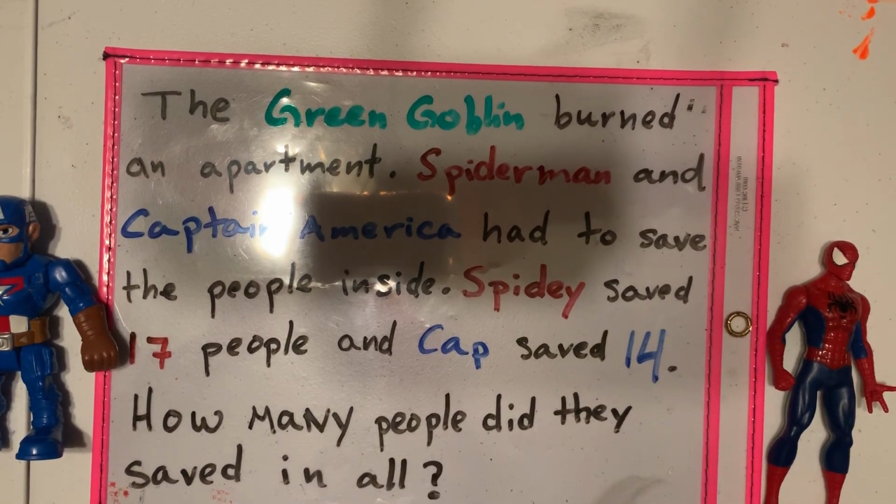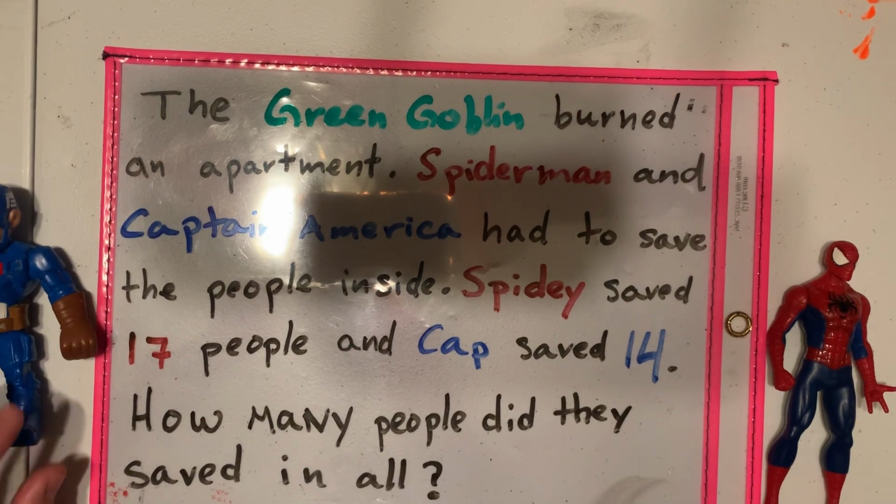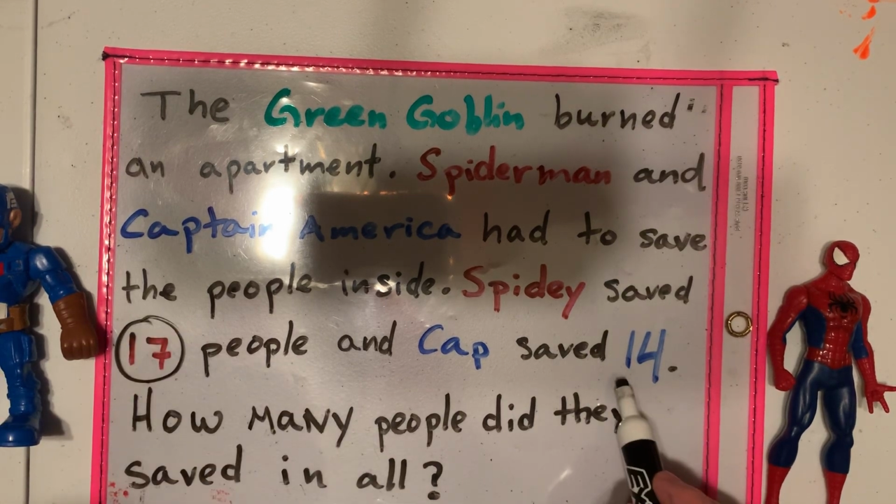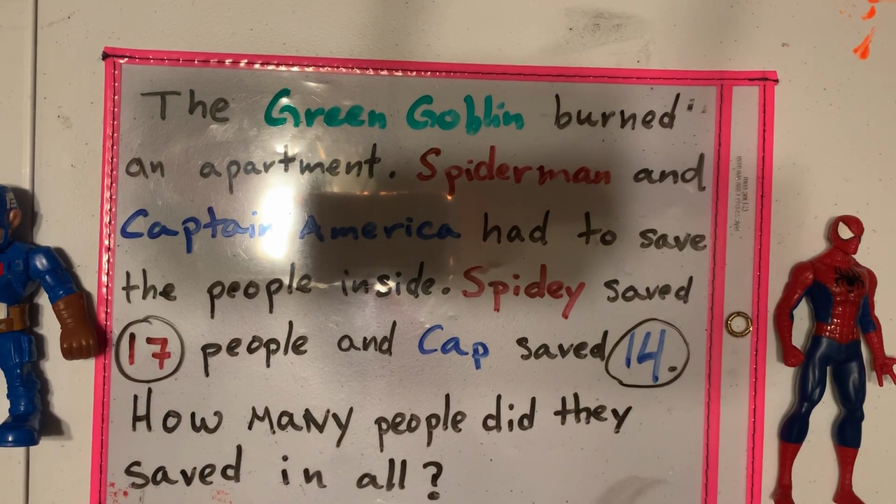So let's see. Let's do the keywords. Let's do the CUBES right now. So now we're going to do letter C. We need to circle the numbers. We have two numbers here. We have 17 and 14. Circle the number. That's letter C.